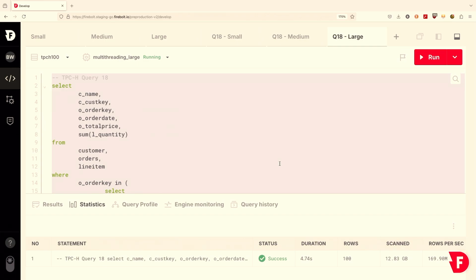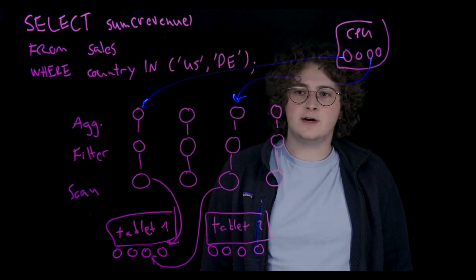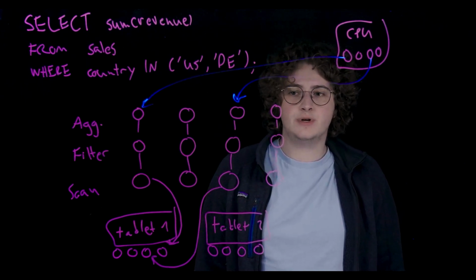So, you can see that even for this very complex query with multiple joins and aggregations, as you scale up your engine, Firebolt becomes faster and faster. And this is all because of what I've shown you earlier. Firebolt setting up these independent processing lanes to keep all cores busy at all time helps us to scale up effectively.